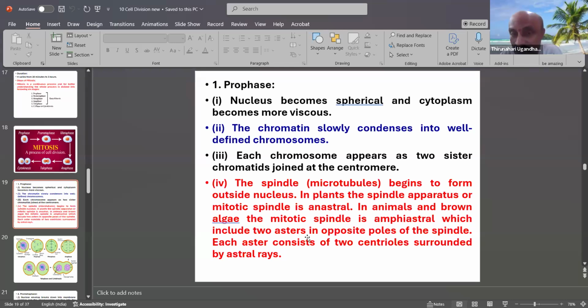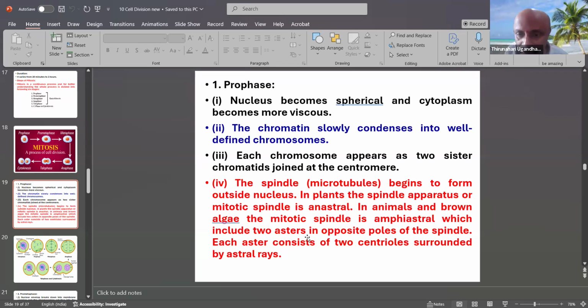That is the first one. The nucleus is spherical in nature. Then the chromatin slowly condenses into well-defined chromosomes. The chromatin, a thick part, slowly condenses into a definite chromosome structure. Each chromosome appears as two sister chromatids joined at the centromere, the central part of the chromosome.